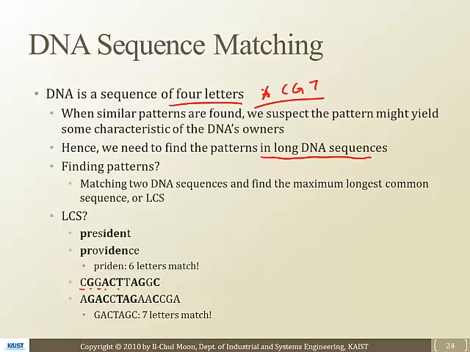To analyze certain characteristics that someone exhibits, we might want to find patterns that match someone else's. And how do we find the match? How do we take 2 DNA sequences and find the maximum longest common sequence, or LCS? Longest common sequence, right? How do we find this?